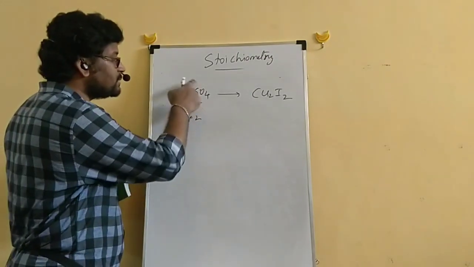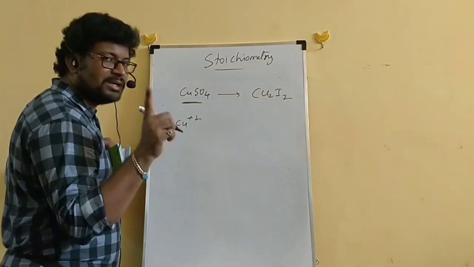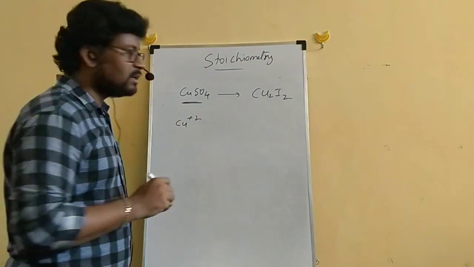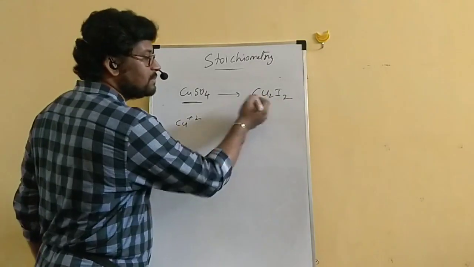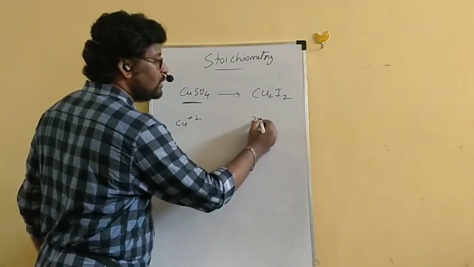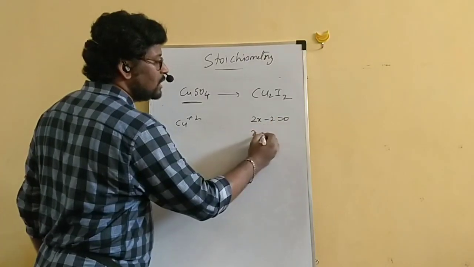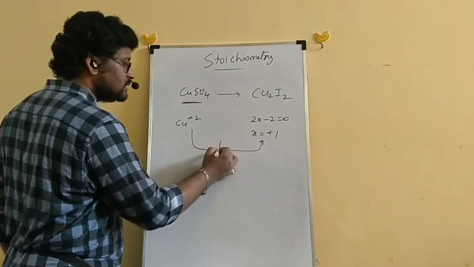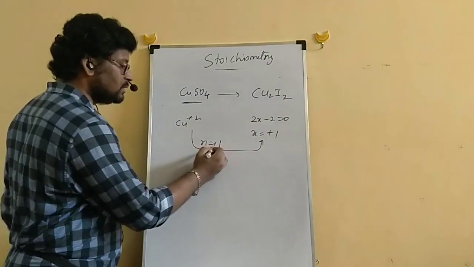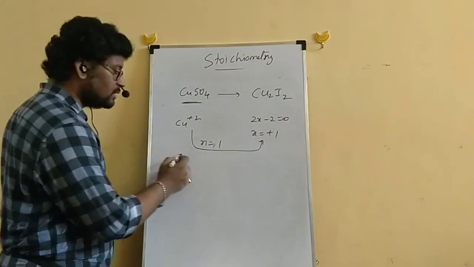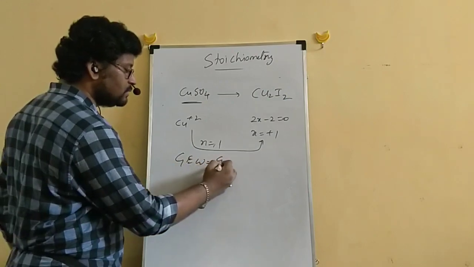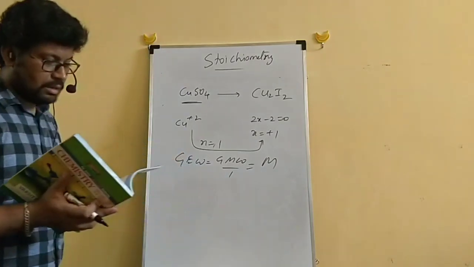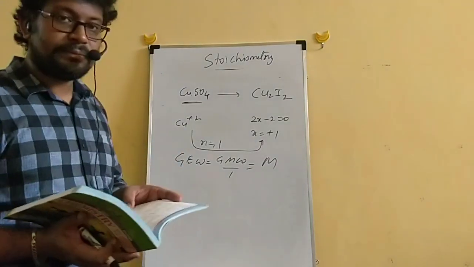How many copper atoms are present in 1 mole? Only 1 copper, so we consider the change in oxidation number for only 1 copper. Now, on the right side, what is the oxidation number of copper? 2x minus 2 is equal to 0, so x is equal to plus 1. The change in oxidation number is 1, so n is equal to 1. Then gram equivalent weight is equal to gram molecular weight divided by 1, which is equal to M. The answer is M by 1.